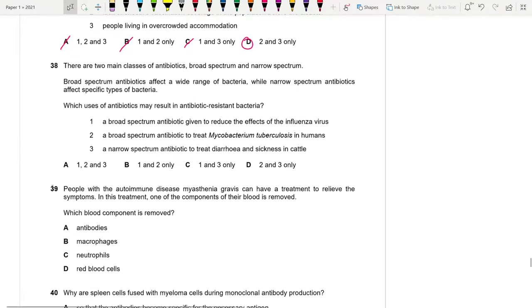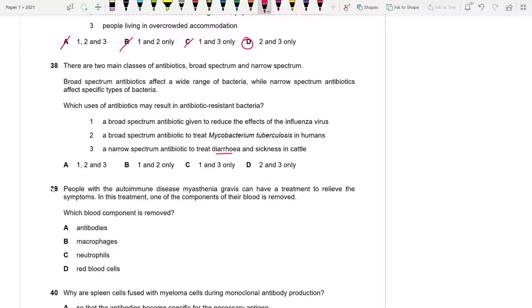38. The two main classes of antibiotics, broad spectrum and narrow spectrum. Broad spectrum antibiotics affect a wide range of bacteria, while narrow spectrum antibiotics affect specific types of bacteria. Which uses of antibiotics may result in antibiotic resistant bacteria? So, a broad spectrum antibiotic given to reduce the effects of the influenza virus. Okay, we should not do that. A broad spectrum antibiotic to treat Mycobacterium tuberculosis in humans, and narrow spectrum antibiotic to treat diarrhea and sickness in cattle.